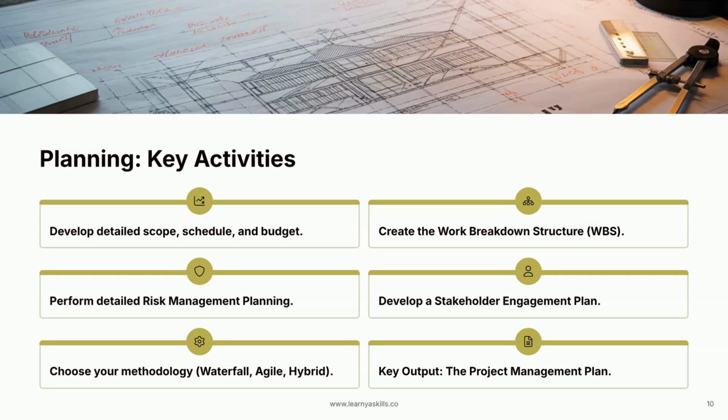Your key activities include developing the detailed scope, schedule, and budget, the triple constraint. You'll create a work breakdown structure, or WBS, to detail all the work. You will perform your detailed risk management planning and develop your stakeholder engagement plan. And, of course, this is where you choose the right methodology, waterfall, agile, or hybrid, for the job. The key output of all this work is the comprehensive project management plan.